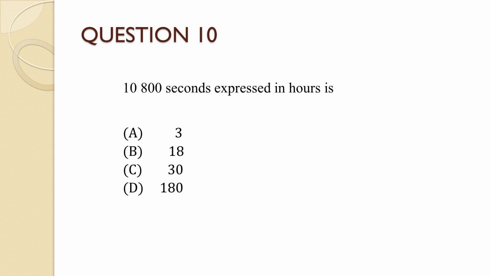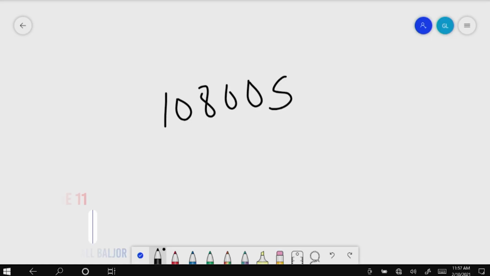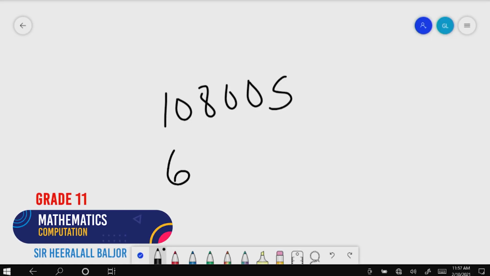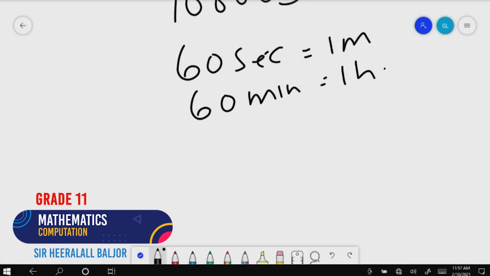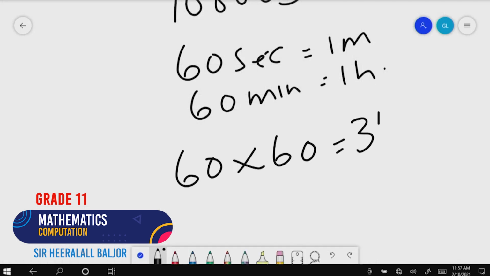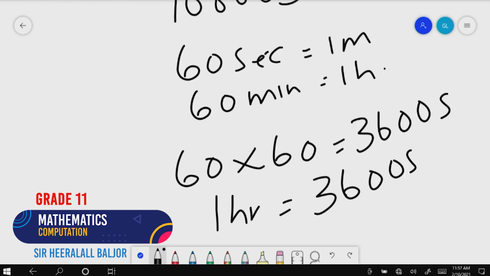10,800 seconds expressed in hours. Now, we would have known that 60 seconds equal 1 minute and 60 minutes equal 1 hour. Therefore, 60 by 60 would have given us 3,600 seconds. So 1 hour is equal to 3,600 seconds.